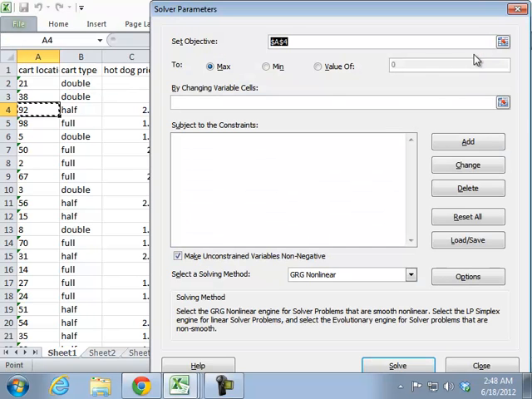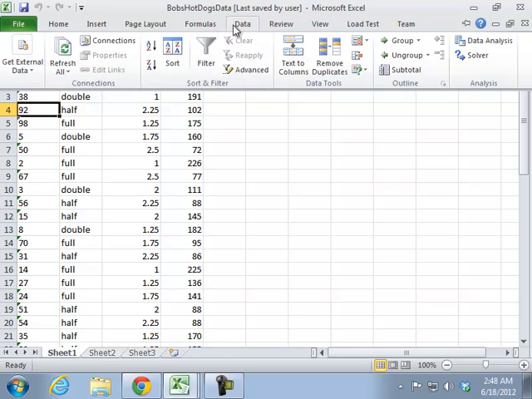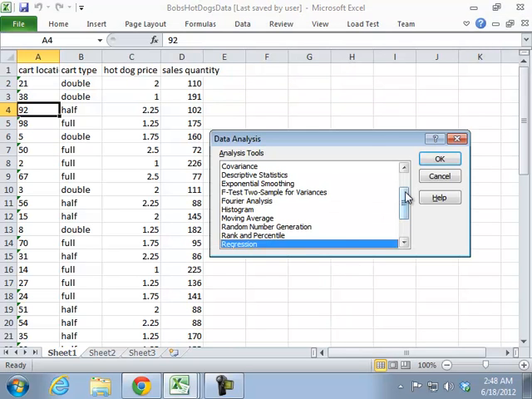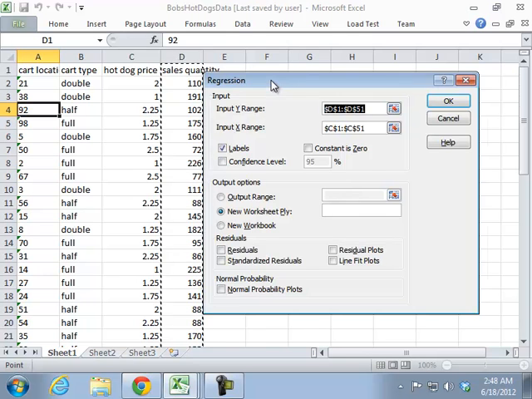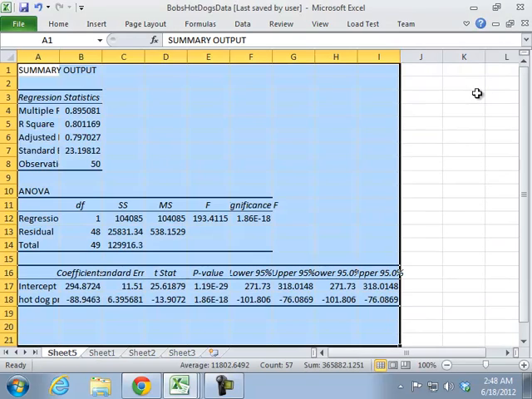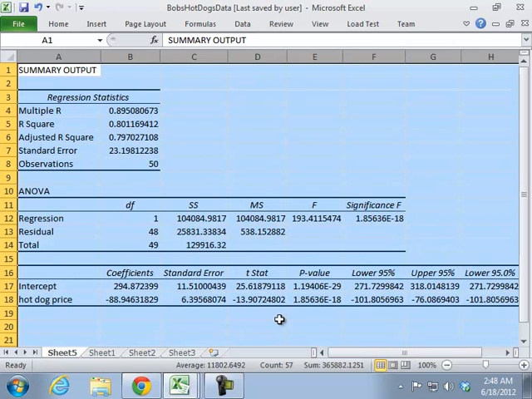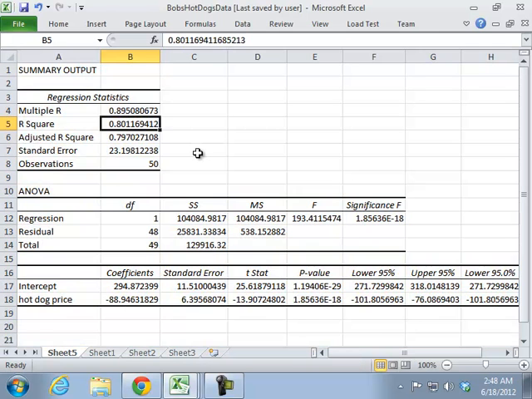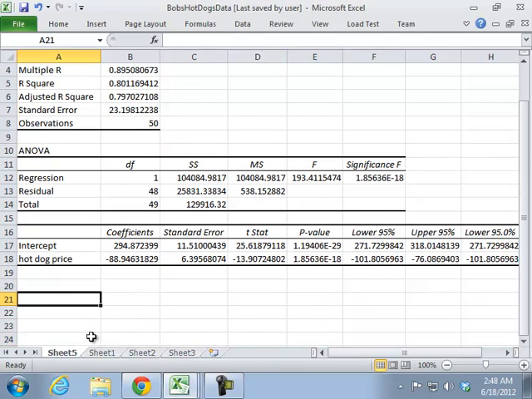So I'm going to go to Data. Oops, not Solver. Data Analysis, Regression. And as you can see, I've set it up so that my output is my sales quantity, and my input, my X range, is my price. And I checked labels because I included the top row. So here for my first regression, you can see that my R squared is 80%, which is sufficient. It's higher than 70. And my p-values are both extraordinarily low. So this is an equation that I can work with.